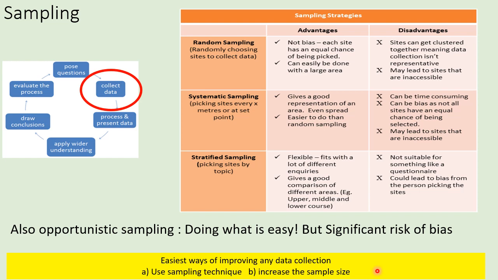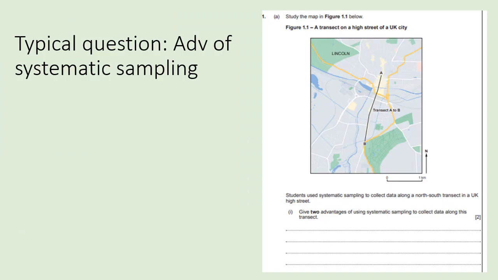So what would an exam question look like? An exam question might look something like this one. Okay, here's a transect. The students use systematic sampling. Give 2 advantages of using systematic sampling to collect the data on this transect. Again, stop the video, give yourself 30 seconds, what have you come up with?